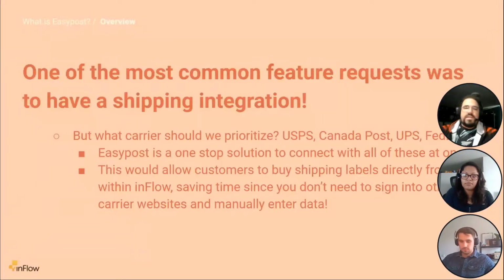EasyPost and inFlow. This was actually one of the most common feature requests that we got, which was to have a shipping integration. But where this came from was, what carrier should we prioritize? We have customers all across the world. So who are we supposed to partner with? Like USPS, Canada Post, UPS, FedEx. This is where EasyPost actually came in. So it's like a one-stop solution to connect with all of these different carriers. Essentially, you connect your carrier accounts to EasyPost itself, and then that connects to inFlow, which then lets you buy shipping labels directly from within inFlow, but you're still buying them directly from your carrier accounts.